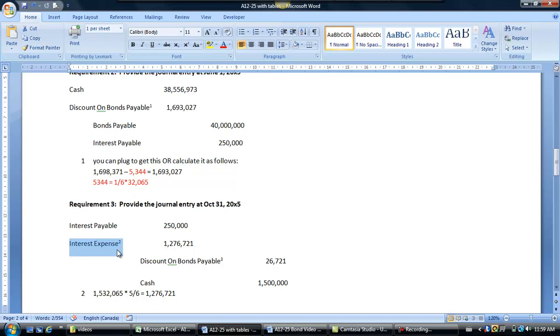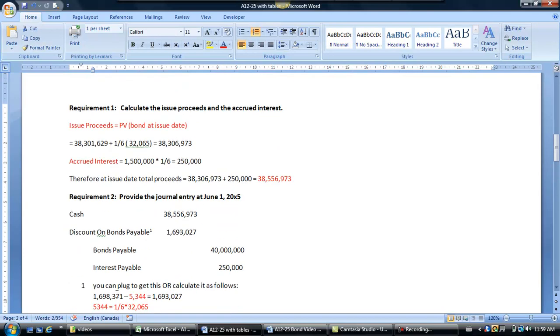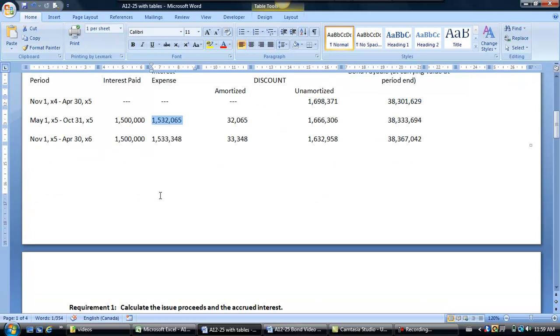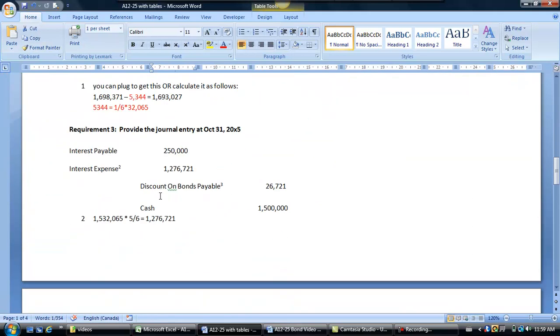So if we're booking, we're going to debit our interest expense for $1,276,721. How do I get that? Well, if I go back to the period within which the bonds were issued, which is this period, I have interest expense for the full 6 month period for $1,532,065. But because the bonds weren't issued till June the 1st, I only want 5 months of that 6 month amount. So I calculate 5/6 of it to get this number, which is the amount of my interest expense.